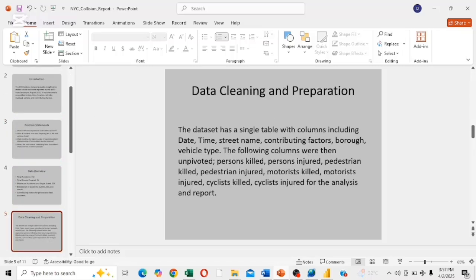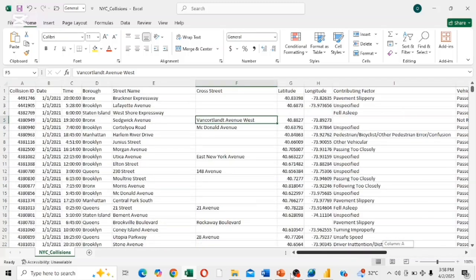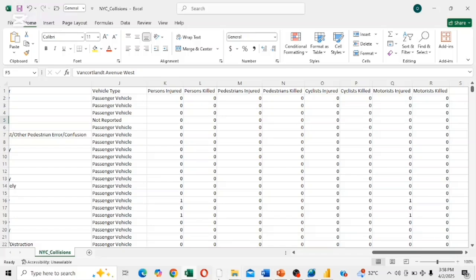So I'm going to show us what my raw data looks like. Then I'll walk us through how the cleaning process was done. Okay, this is my raw data, and it has a lot of columns. Okay, so I'll go right into my Power Query and show us what really happened.